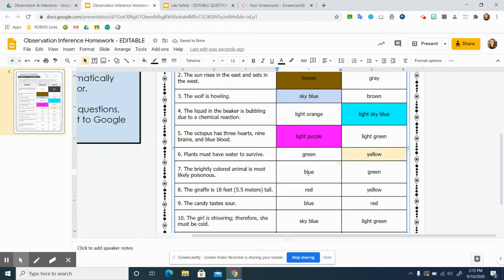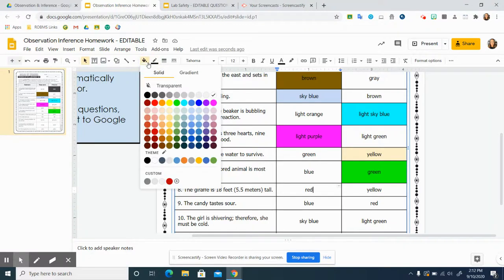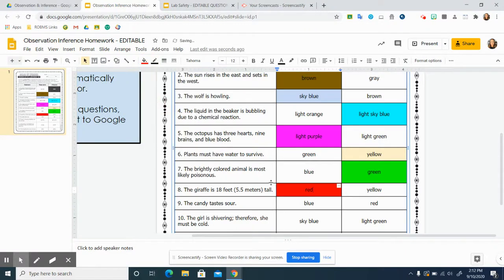The bright colored animal is most likely poisonous. Do you see how they worded this sentence where they threw the most likely in here? That means that it would be an inference. It doesn't necessarily mean that a bright colored animal is always poisonous. The giraffe is 18 feet, 5.5 meters tall. That's going to be an observation. More specifically, if you remember from the Do You Know Dancer worksheet, a quantitative observation is an observation that talks about measurement.